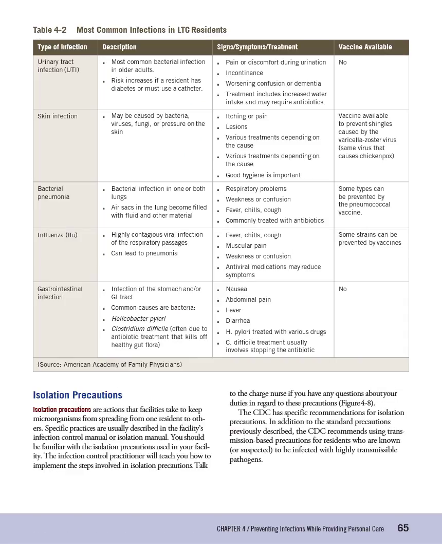Isolation precautions. Isolation precautions are the actions that facilities take to keep microorganisms from spreading from one resident to others. Specific practices are usually described in the facility's infection control manual or isolation manual. You should be familiar with the isolation precautions used in your facility. The infection control practitioner will teach you how to implement the steps involved in isolation precautions. Talk to the charge nurse if you have any questions about your duties in regard to these precautions.